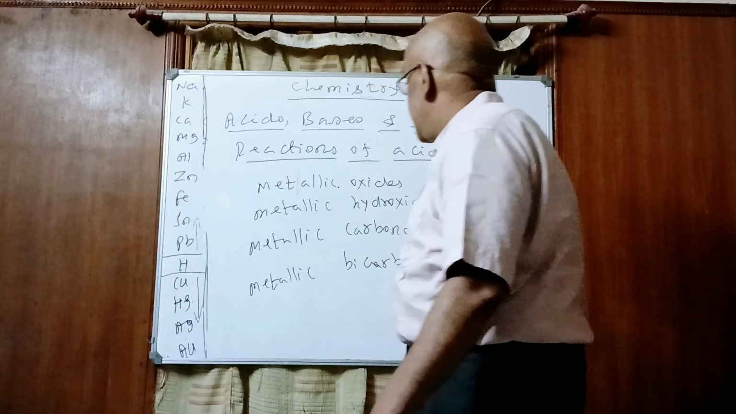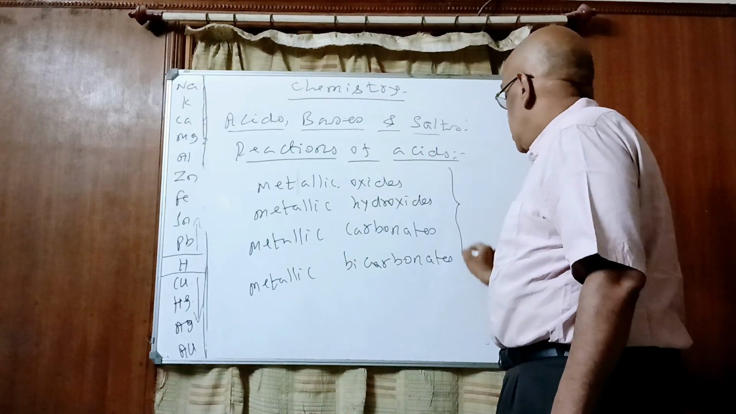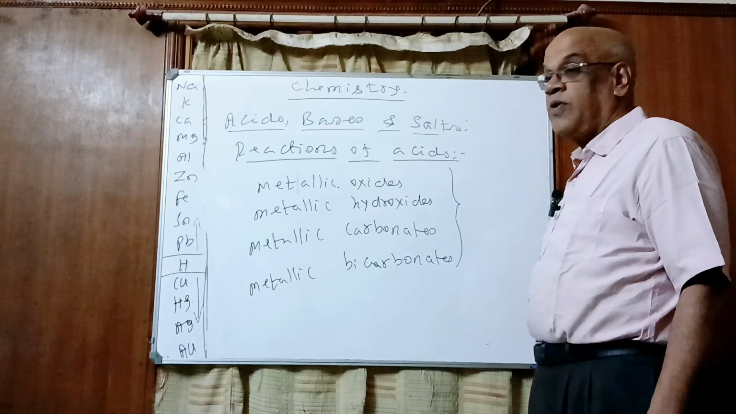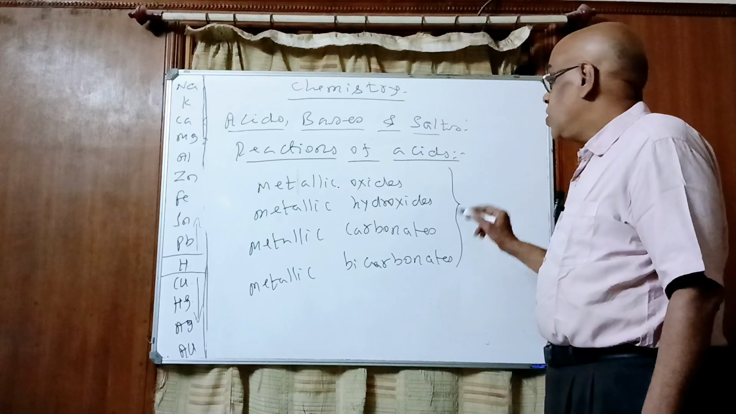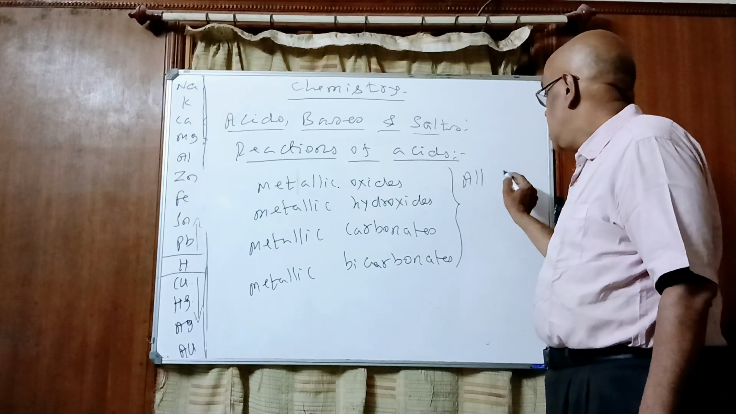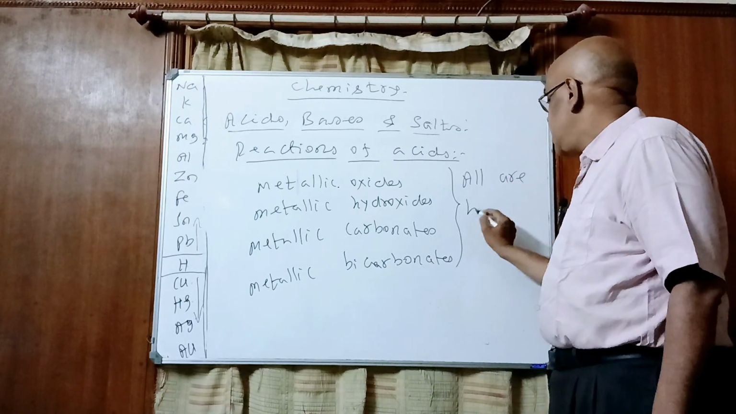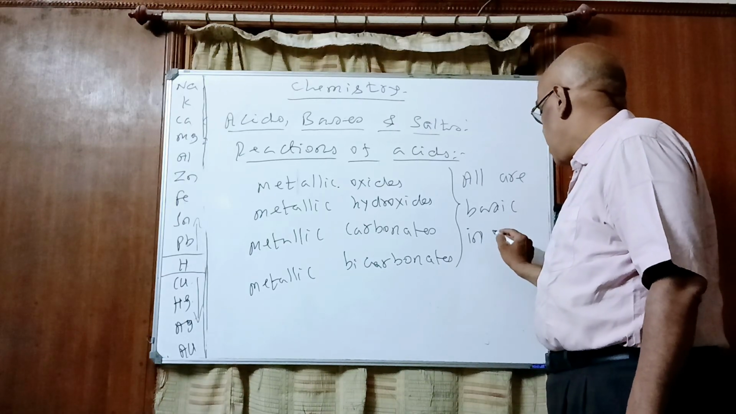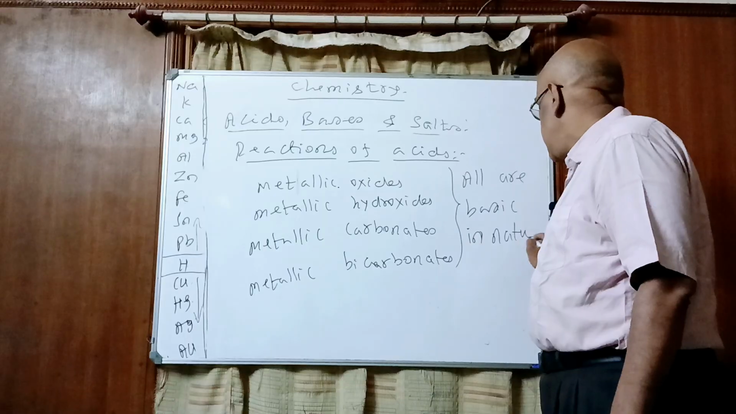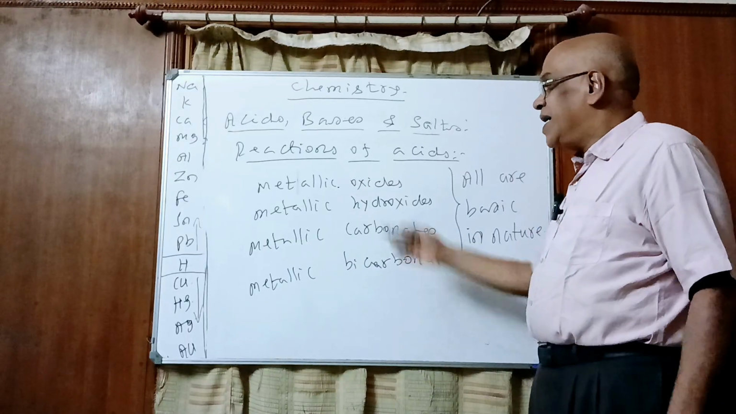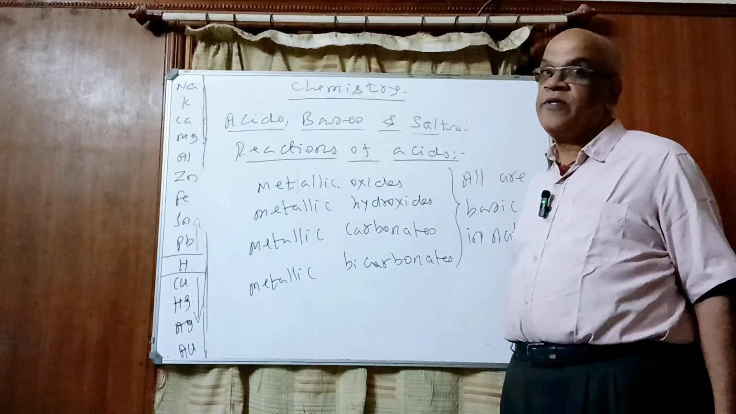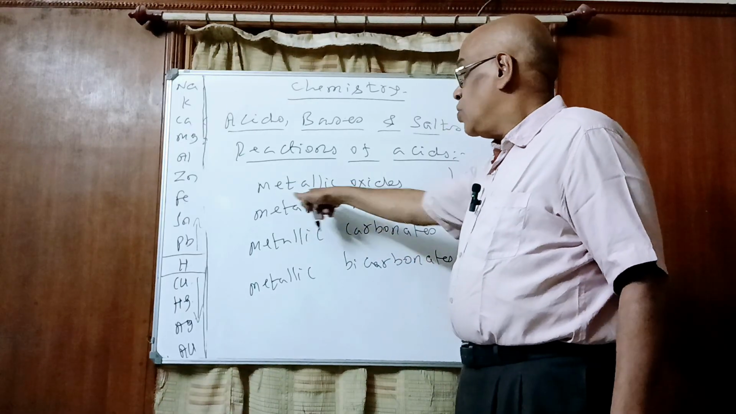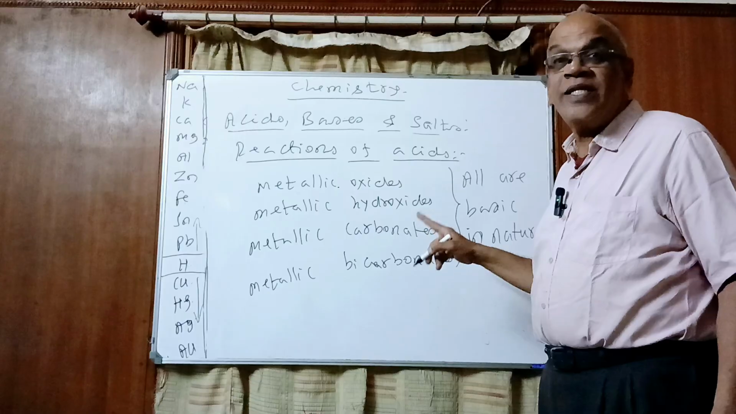What is their nature children? See children, look at the board. Metallic oxides, metallic hydroxides, metal carbonates, metal bicarbonates, they are all basic in nature. Finish children. If you know this, you yourself will write the reactions of acids with these things. Please pause my video, go through this point and get your concepts clear.